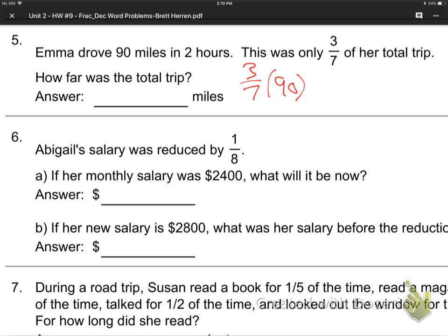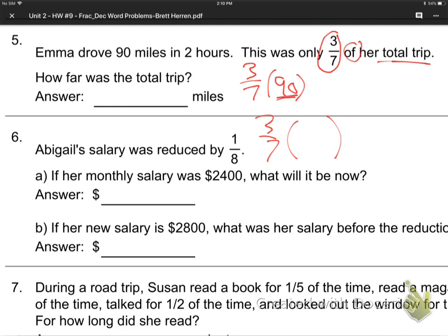What is the 3/7 of? Let's read the words really carefully. 3/7 of means times, right? In math, of is times. 3/7 of, so 3/7 times something, what? Total trip. So I should take the 3/7 and I should multiply it by total trip. That's what the words say, right? 3/7 of the total trip.